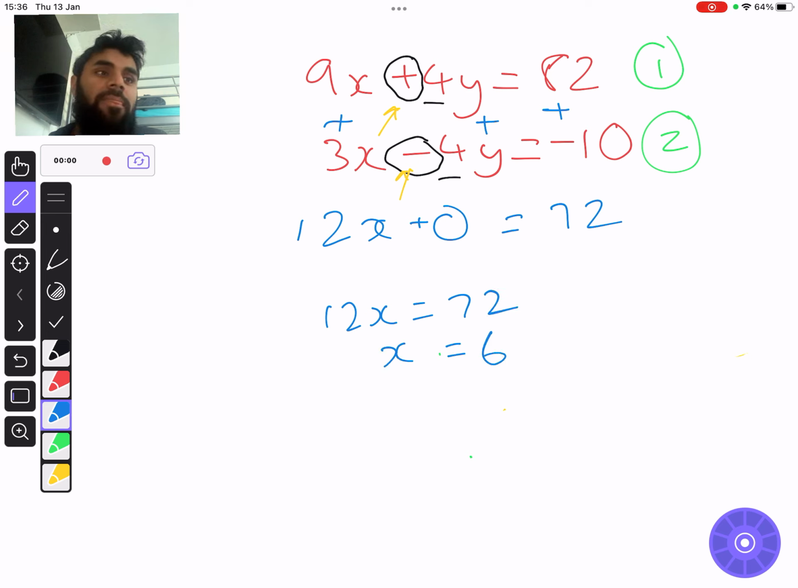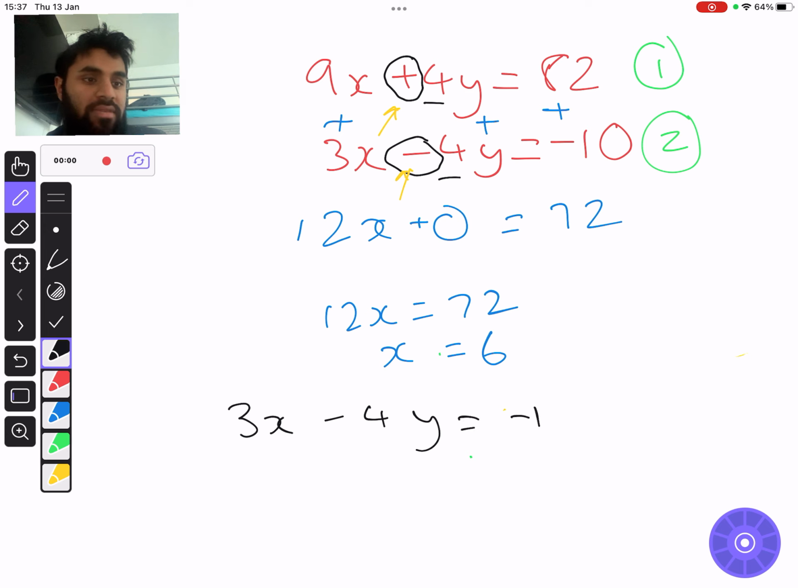And so again, we can pick one of the equations. This time I'm going to choose the second equation. So let's write out that second equation: 3x minus 4y equals negative 10. And so we can substitute that x for the 6. And we're left with 3 times 6 minus 4y equals negative 10.